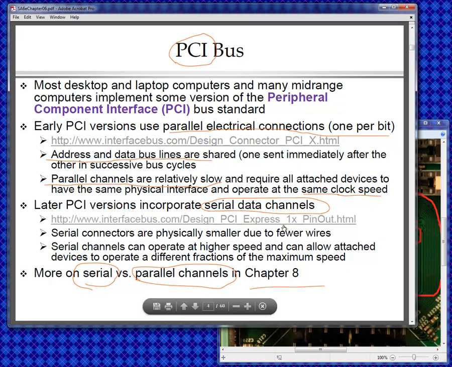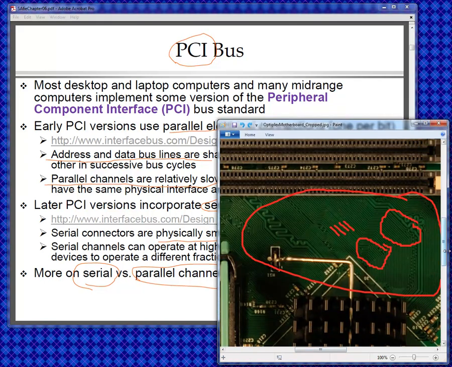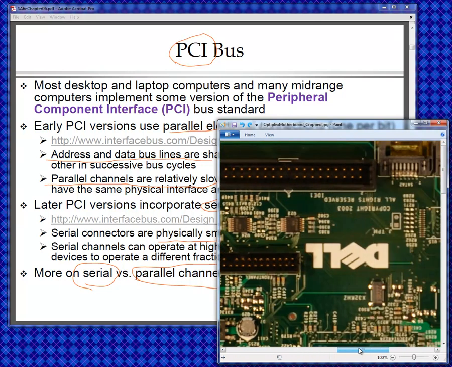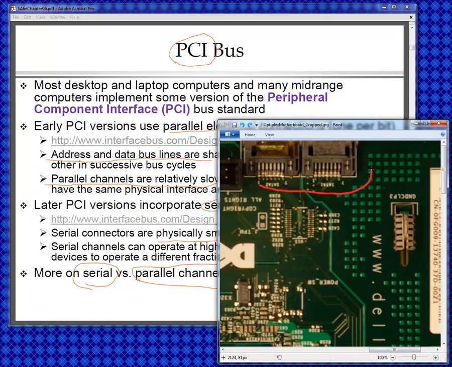With serial PCI versions, you have far fewer electrical wires because now you can send bits serially down one wire, one right after the other. What you get is that the connectors and the bus itself and cables, if there are cables, are physically much smaller. And probably the best visual example of this is right on this motherboard here. Here are two connectors for a modern SATA serial cable connection for a modern disk drive, or at least more modern than the ones to the left.